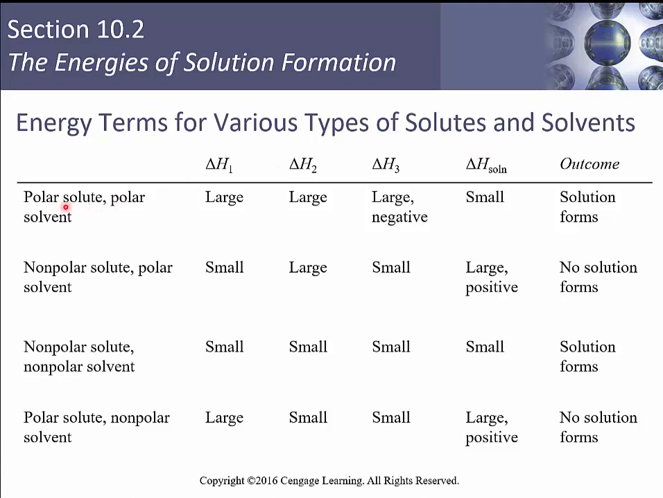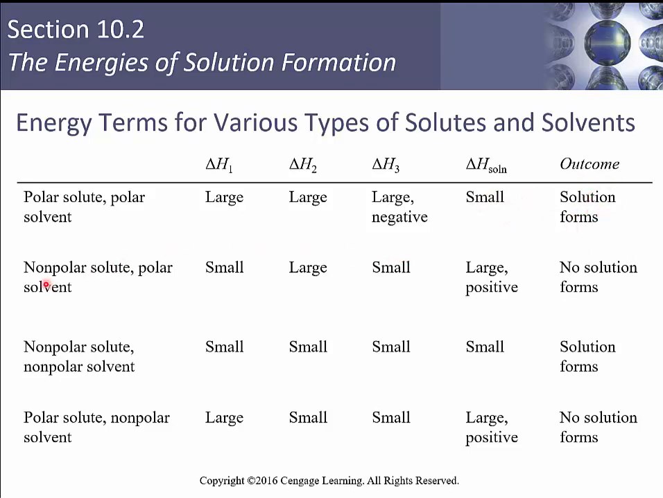So if we've got a polar solute and a polar solvent, our intermolecular forces between each the solvent and the solute are going to be large, which means when they come together, we're going to end up with a large negative change in enthalpy as those two things are free to interact with each other. So remember, solute, solvent together. And when we look at the net change, it's going to be small, the delta H of solution is going to be small, but we get a solution that forms.